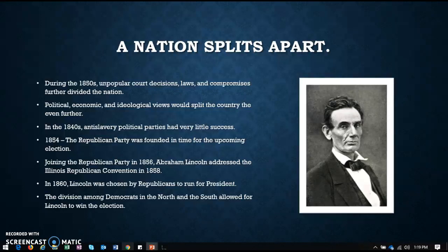In 1860, Lincoln will be chosen by Republicans to run for president, and in the election of that year, there was a division between Democrats in the North and in the South. So this division between Northern Democrats, who wanted to get rid of slavery, and Southern Democrats, who did not want to get rid of slavery, allows Lincoln to squeeze out some votes and win the election.